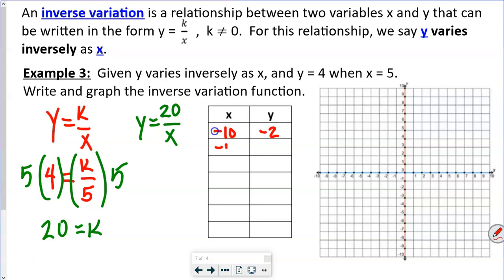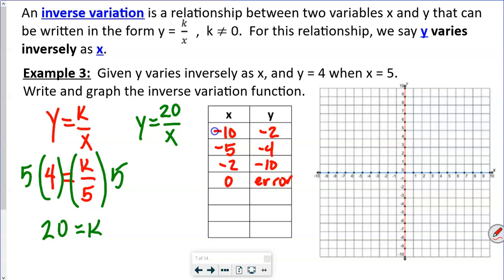So then we could go with negative 5 just to see. And when I divide 20 by negative 5, I get negative 4. When I divide 20 by negative 2, I get negative 10. And then if I were to put 0 in here, y'all, I would get an error, okay? And we saw that on the graph because there is nothing there. If we put negative 1 in there, we would get negative 20, right? So that won't even fit on our graph.